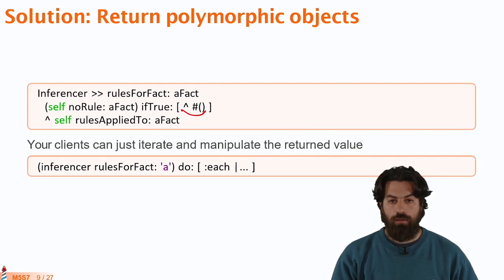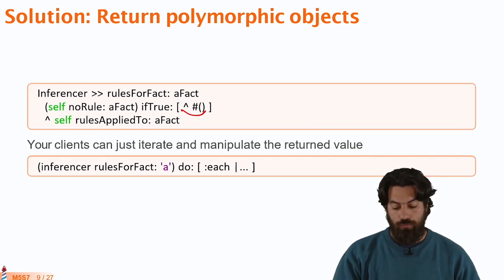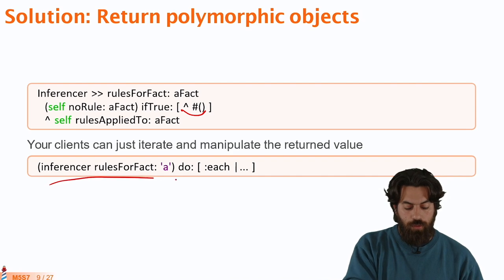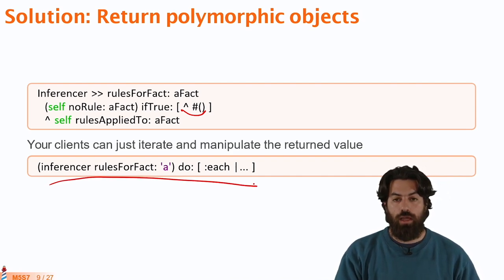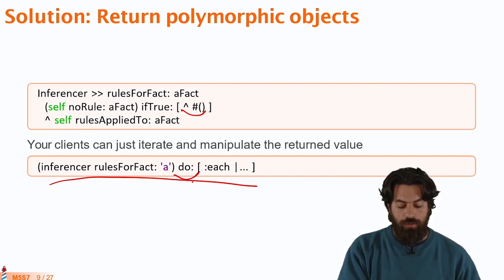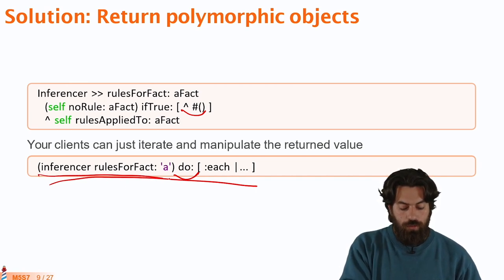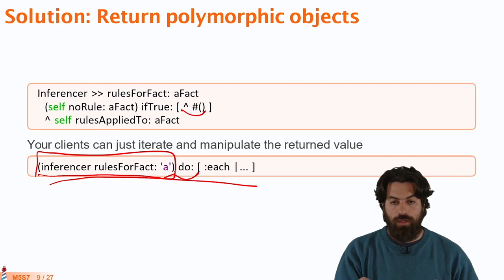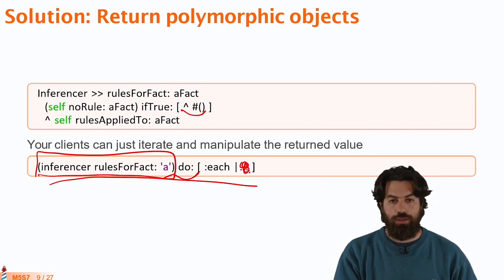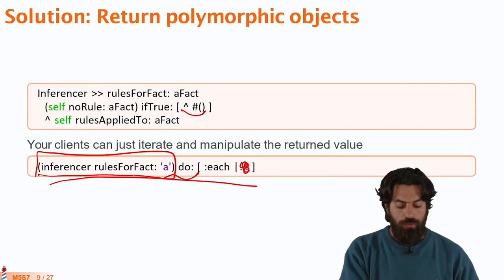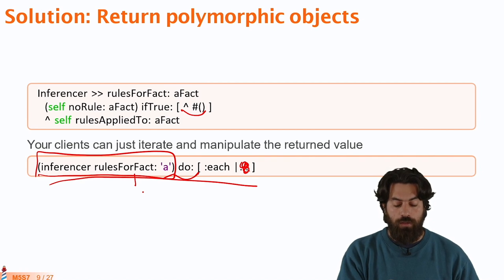And then the client can be refactored or replaced by this code. Now we don't need a nil check anymore. We can just iterate the result of our method. If we have rules for a fact, this is of course giving us a collection of elements that we're going to iterate and do some code here for each of the elements. However, if we don't have any rules for this fact, this is going to return an empty collection, and the iteration will just do nothing.